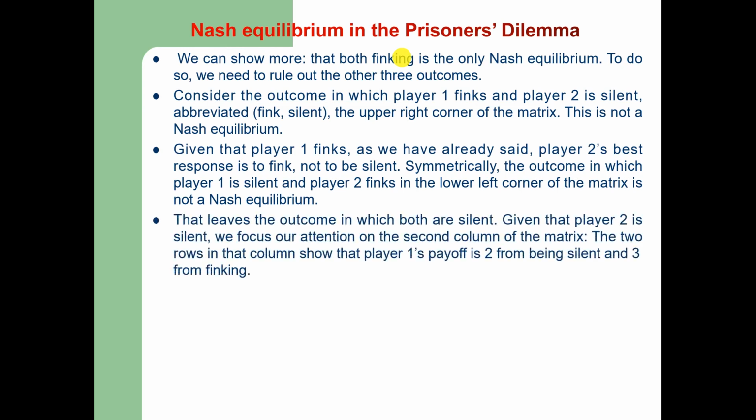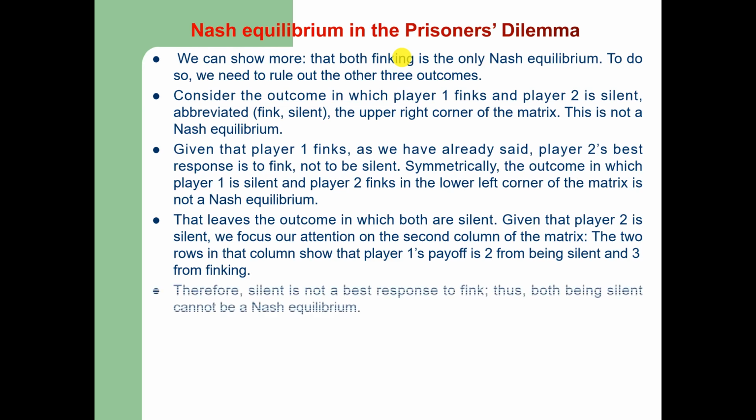That leaves the outcome in which both are silent. Given that player 2 is silent, we focus our attention on the second column of the matrix. The two rows in that column show that player 1's payoff is 2 from being silent and 3 from thinking. Therefore, silent is not a best response to silent. Therefore, both being silent cannot be a Nash equilibrium. So the only Nash equilibrium is when both of them think.